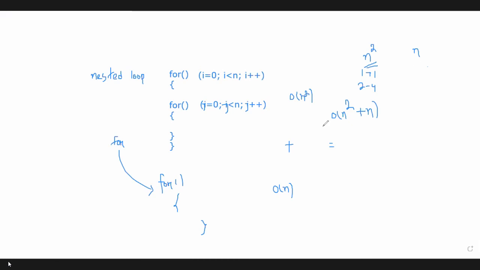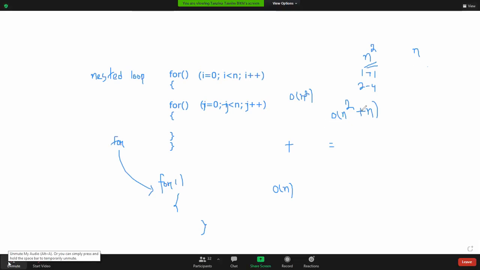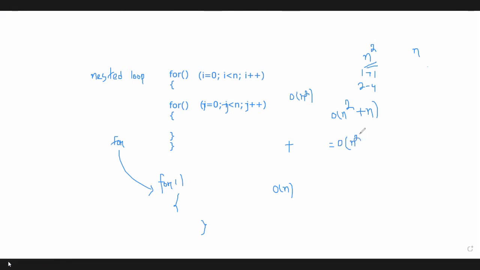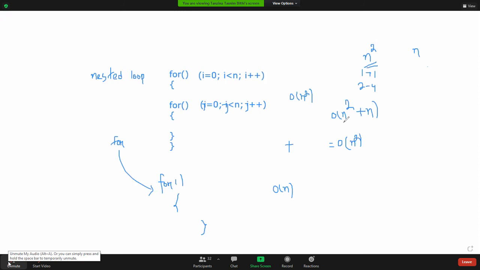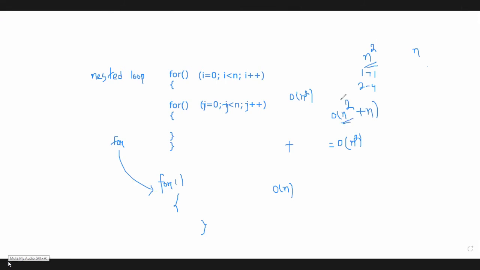And definitely we can't write order of n cube. That is a wrong answer. The correct answer is that the time complexity will be order of n square. Why order of n square? One thing is its growth rate is higher than the growth rate of n. So this is the dominant factor here. The n square is superior to n, so we can ignore n. So the time complexity of this program will be order of n square.